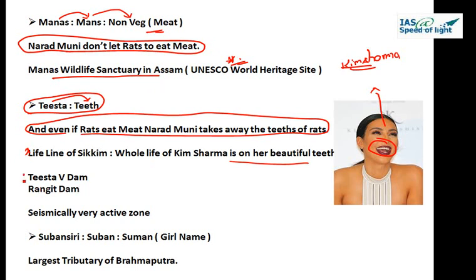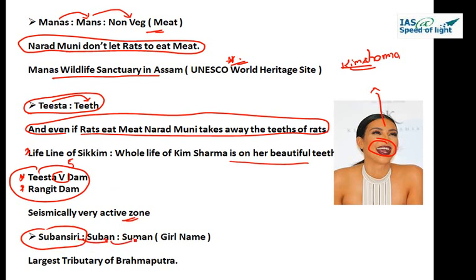Some important dams: Teesta Fifth dam, V is 5, and Zangit dam. These dams are important because this is a very seismically active zone, so they have to go for a lot of clearances. Then we have the Subansiri river, the next right bank tributary for Brahmaputra.